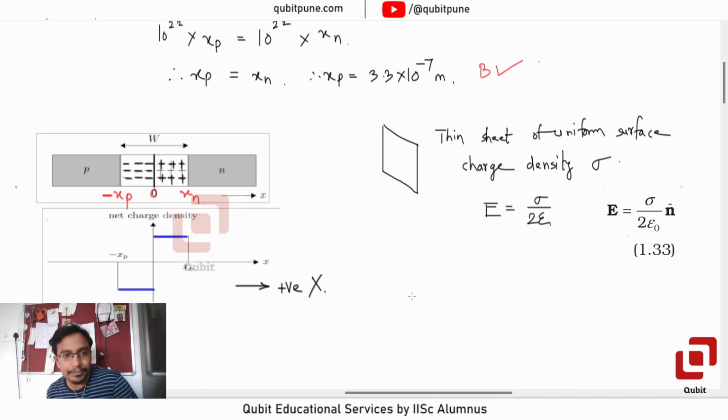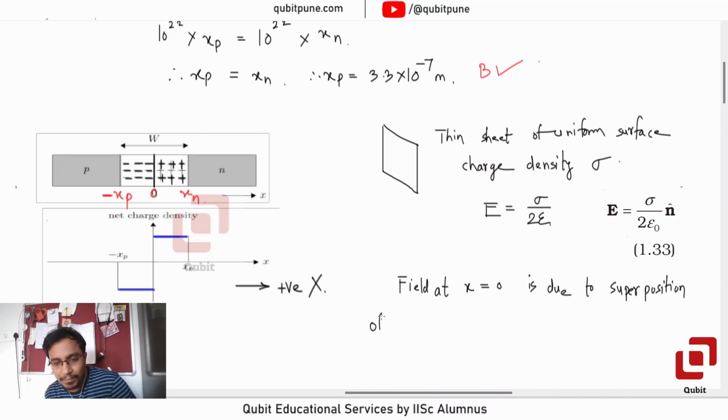I'll say field at x equal to 0 is due to superposition of electric fields by thin slices, okay, thin slices cut perpendicular to W, or let me say perpendicular to x-axis.